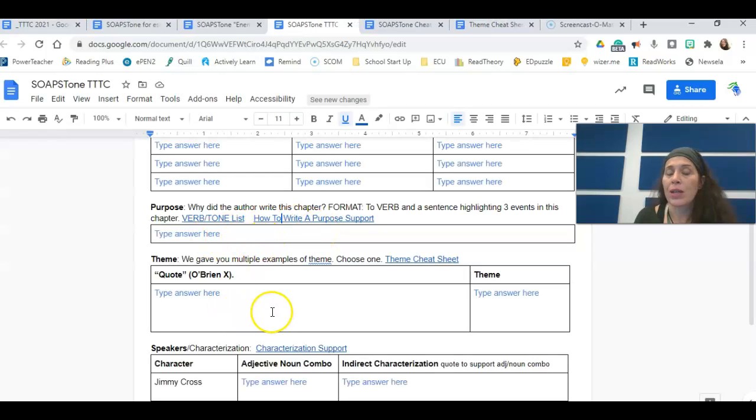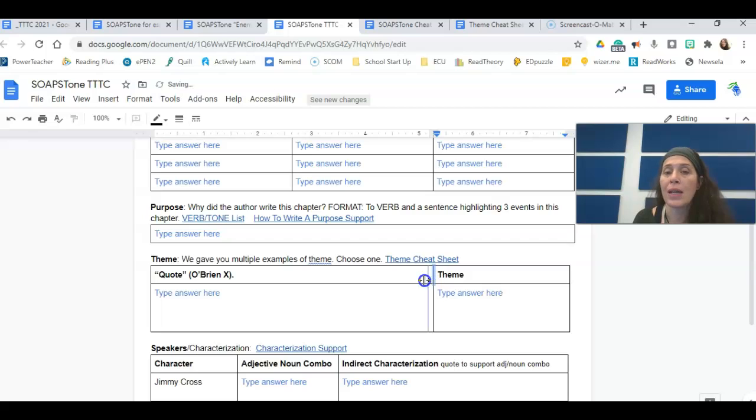The next thing you'll be doing is the theme. So remember, theme is a complete sentence, and not only is a theme a complete sentence, but it has to be able to be applied universally, meaning the theme is a lesson that I can apply to my life, you can apply to your life, your parents can use, Mr. Smith can use, your grandparents can use. So what you're being asked for here is a quote that supports the theme that you write.